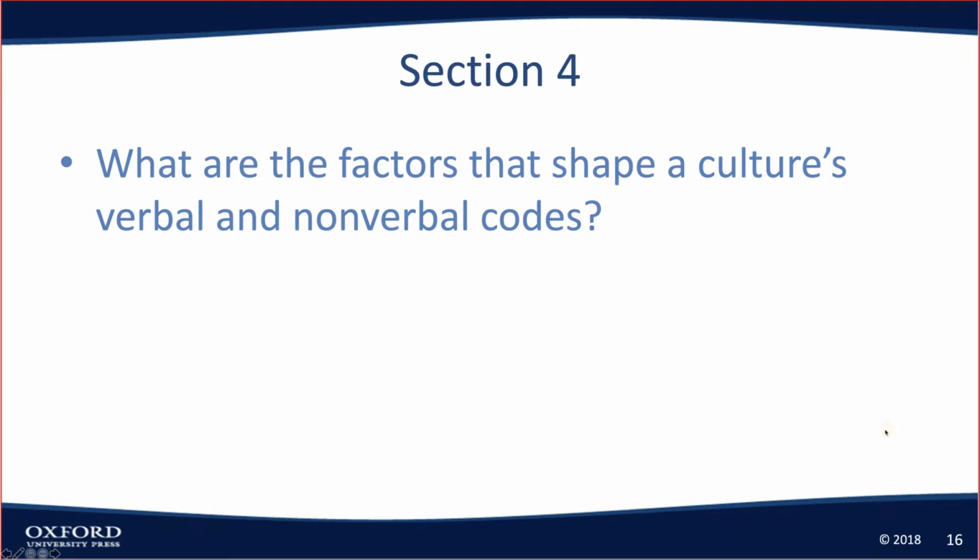Section 4, we're going to look at codes and cultures. Codes are basically the rules that we have, and we're going to look at the rules we have for language, whether it's written or spoken, and the rules we have for how we interact with each other non-verbally. Chapter 6 is all about language. Chapter 7 is all about nonverbals. We will dive into these topics in much more depth later in the semester.